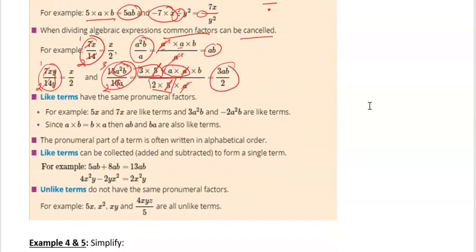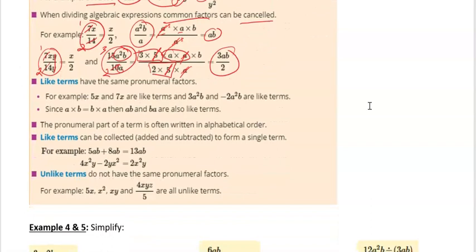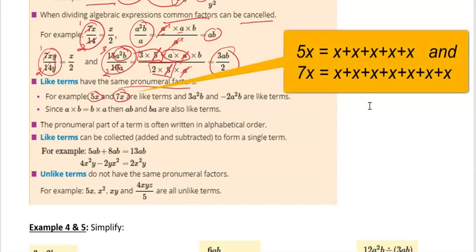When you're adding and subtracting, you can put like terms together, right? So terms that have the same pronumerals. So it can't be one or the other. You can't combine 3a with 3ab. That's not allowed. But if you got exactly the same, like 5x and 7x, you could add or subtract them because you're saying you have 5x's or 7x's.